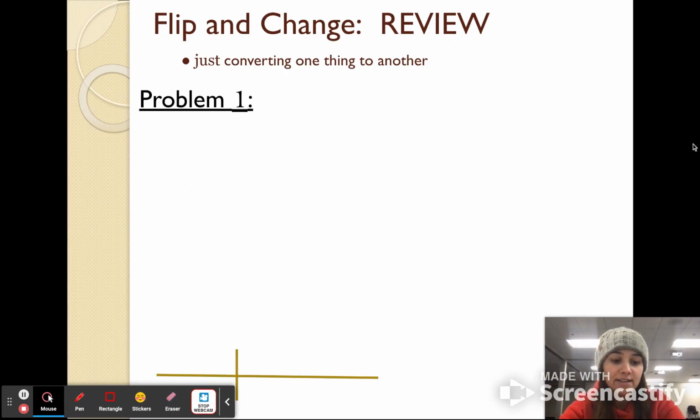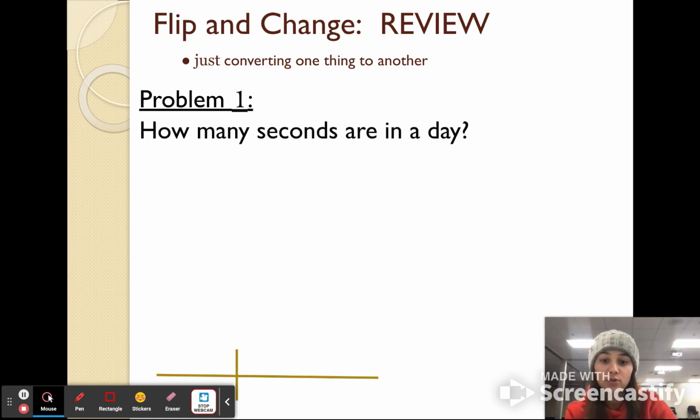What I always recommend is that you write what you're given and what the unknown is first, because you're going to start in the top left with what you're given, and you're going to the unknown using your conversion factors. So, for instance, how many seconds are in a day? This is really, really simple. We're going to start with days. You are given days, and what you need is seconds.